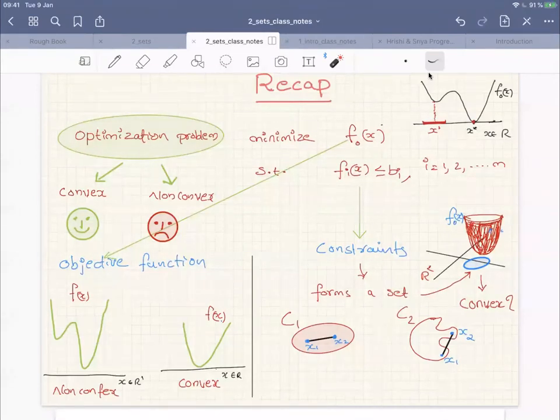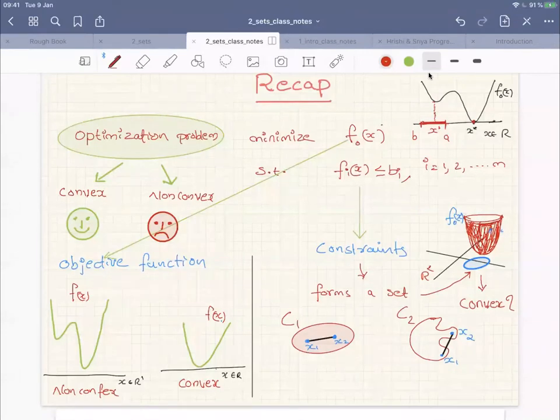Also, we saw in the last class the constraint set. Why do we say constraint set? Because when you apply constraints like this, it points to a set. For example, let's say we are saying that x is less than a and greater than b. The moment you say that, you have a set between b and a.